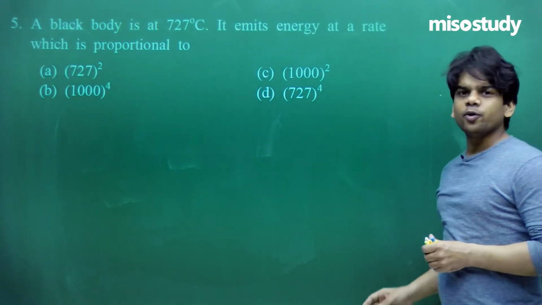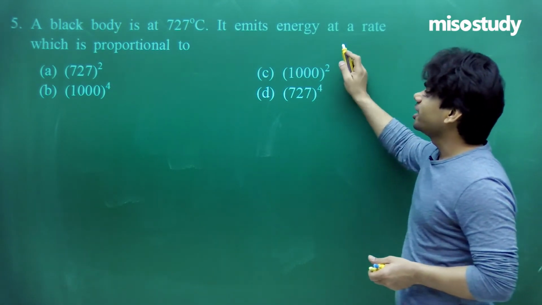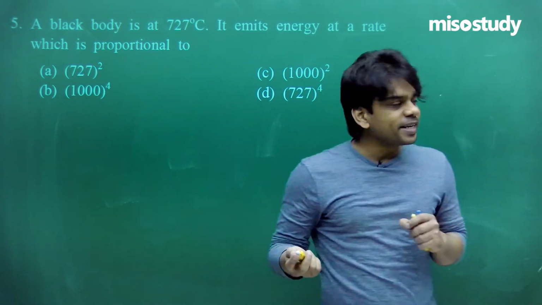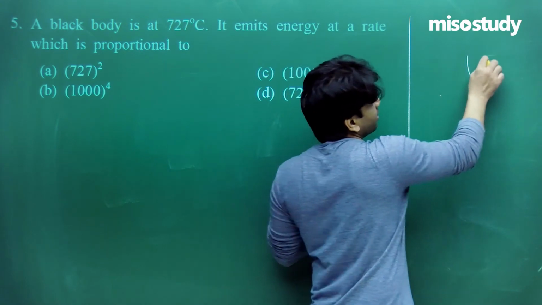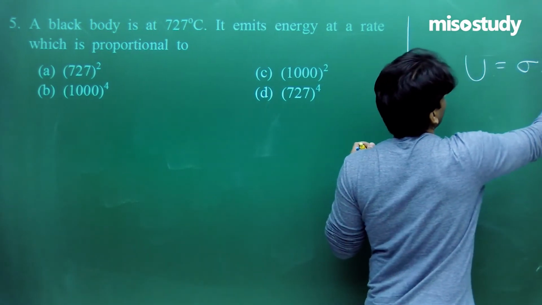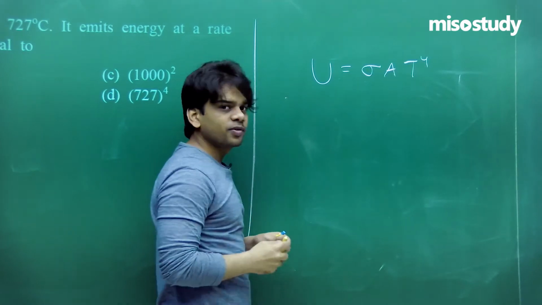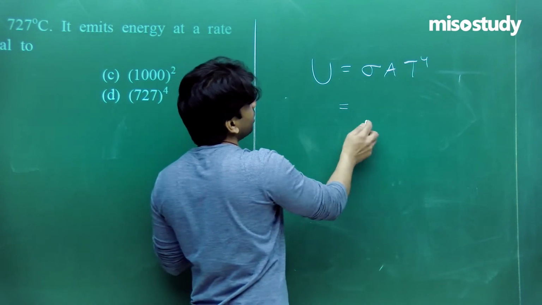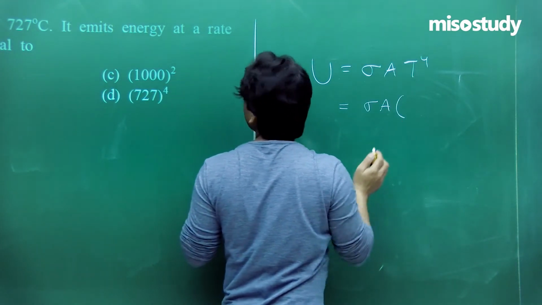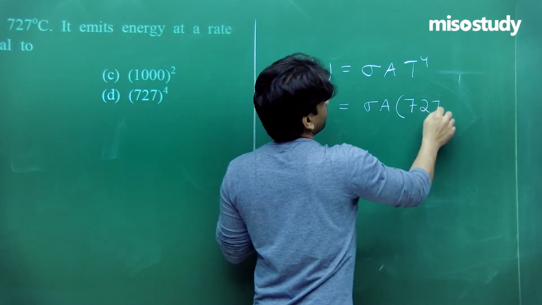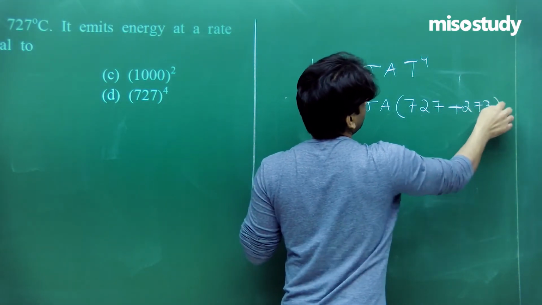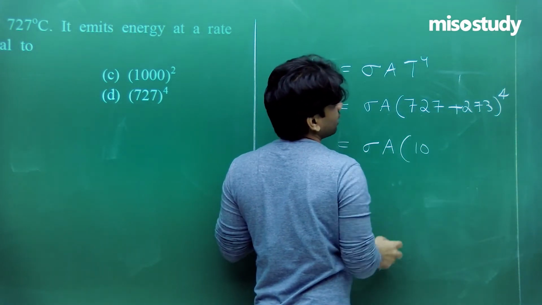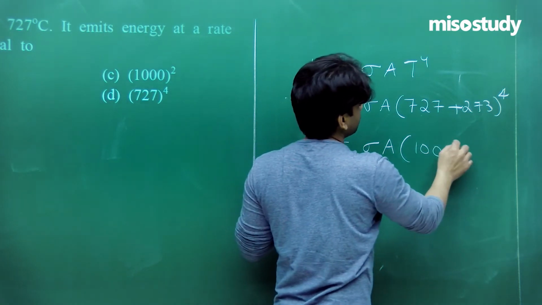A black body is at 727 degrees Celsius. It emits energy at a rate which is proportional to A, B, C, D. This question has been asked in a previous examination. The rate of energy emitted by a black body is sigma A T to the power 4. Sigma is the Stefan constant, A is the surface area exposed to the surrounding, and temperature T is in Kelvin. So sigma A will be constant, and temperature T will be 727 plus 273 to the power 4. You apply this, you will get sigma A, and 727 plus 273 will give you 1000.